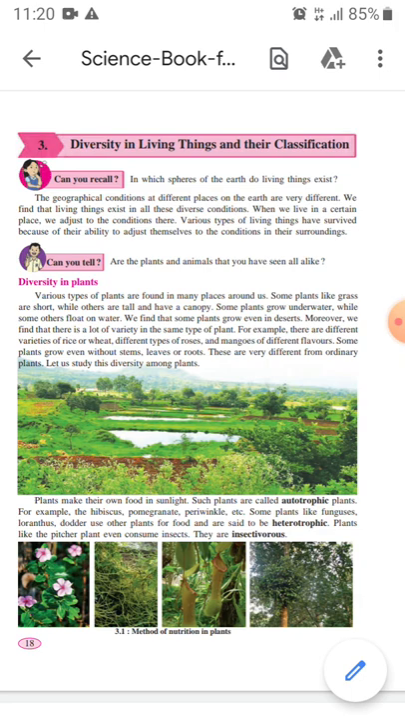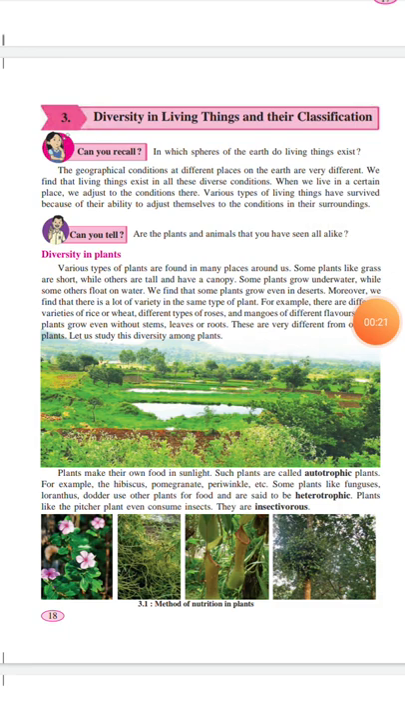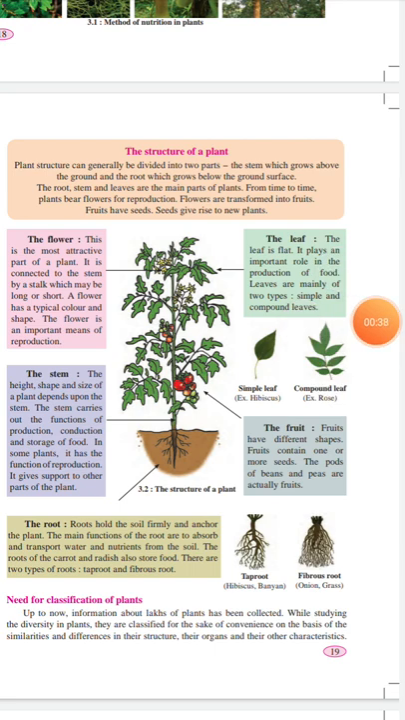In the previous video we learned diversity in plants, which is given on page number 18, that we have already learned, and today we learn structure of plant. So open your next page, page number 19. See the structure of a plant.